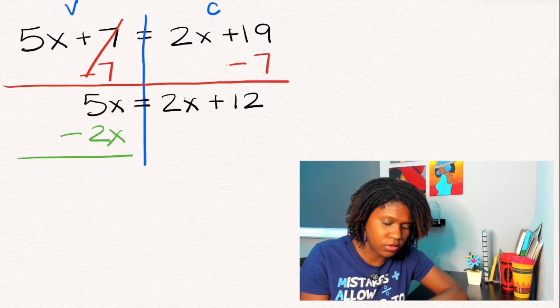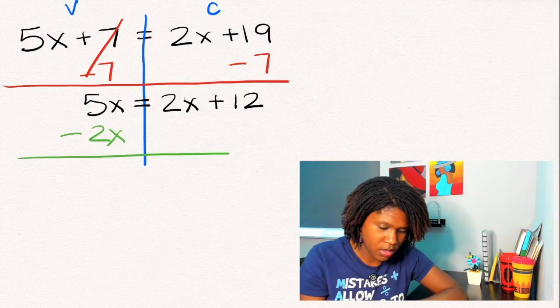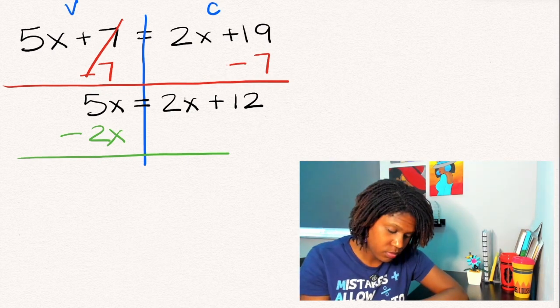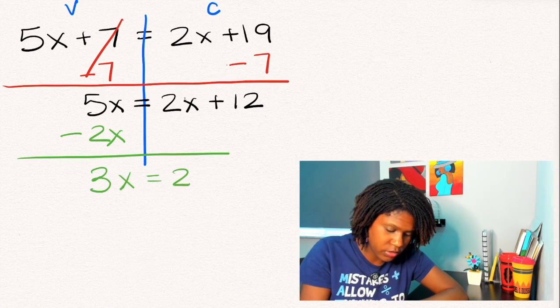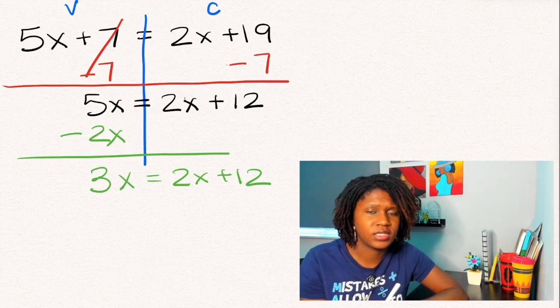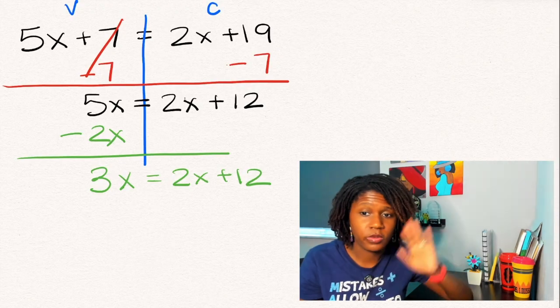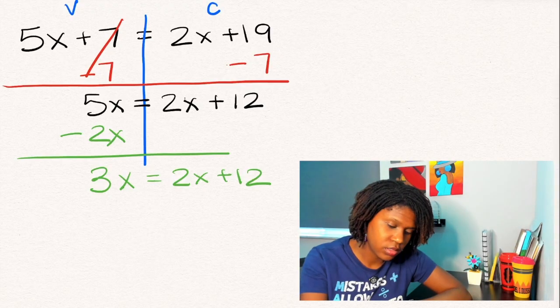It also leaves you a little confused. If I subtract 2x, I have 3x is equal to 2x plus 12. And then you're like, well, what do I do now? Because I just subtracted 2x and I still have a 2x, and you're all over the place. Remember, whatever you do to one side, you do to the other. Keep your equation balanced. So let's try it again the right way.